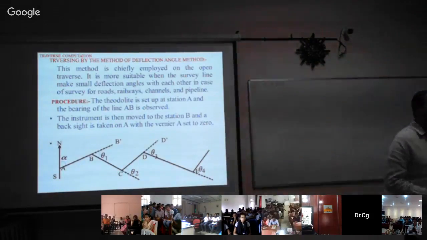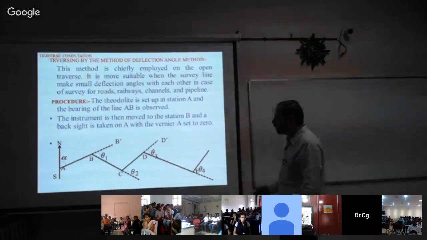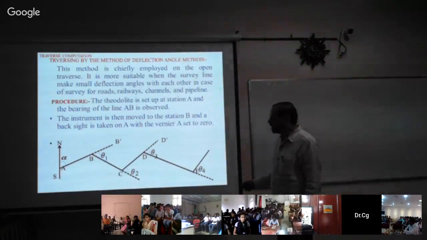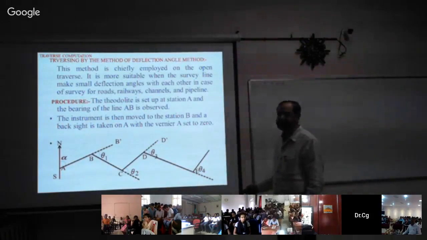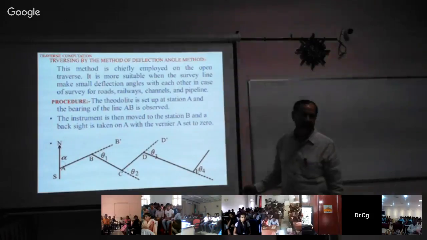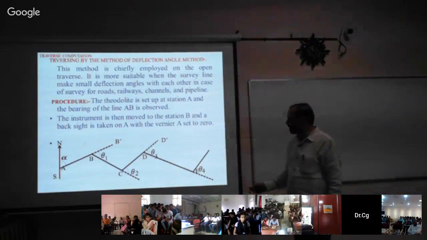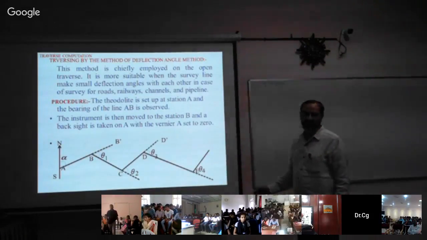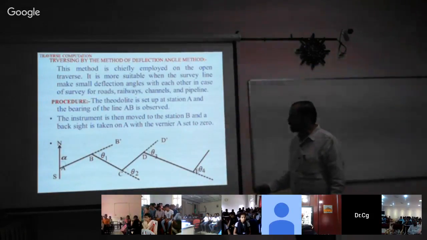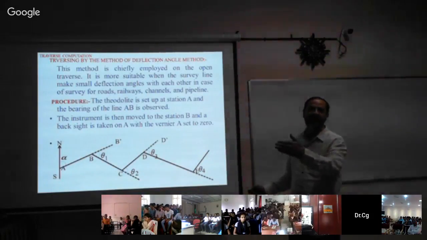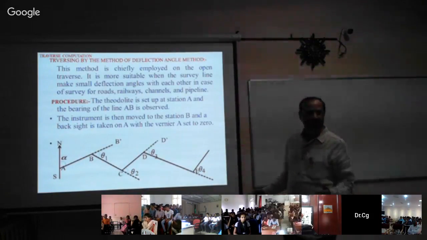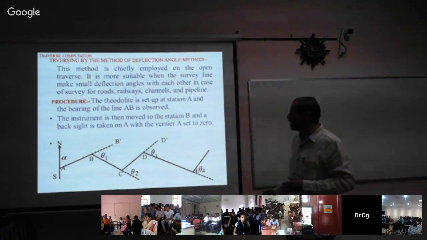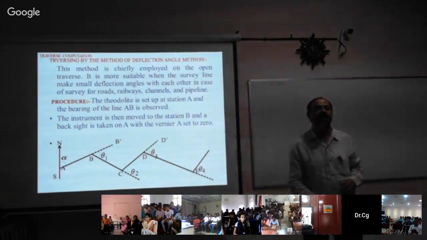The deflection angle is the progress. This is the survey line from A to B. Now at this point, the survey line changes its direction. Now this is the preceding line, the progress line A, B, and B dash is the survey line, one line. At point B, the direction of the survey line changes its path. Therefore, the amount deviated, that is B dash BC, is the deflection angle.